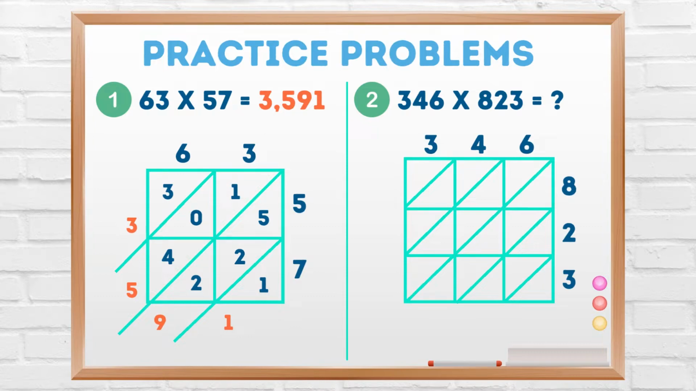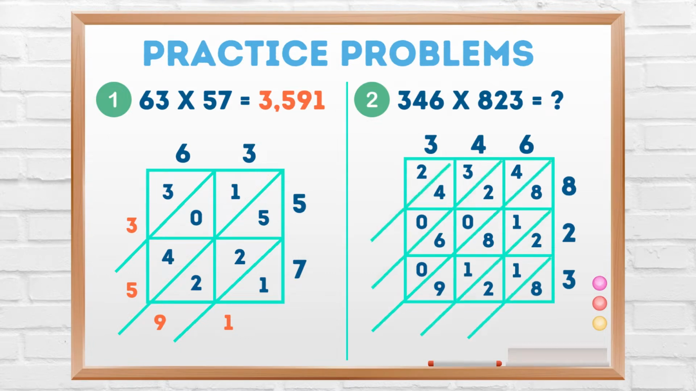In the first row, 3 times 8 is 24, 4 times 8 is 32, and 6 times 8 is 48. In the second row, 3 times 2 is 6, 4 times 2 is 8, and 6 times 2 is 12. And finally, in the third row, 3 times 3 is 9, 4 times 3 is 12, and 6 times 3 is 18. Now let's extend our diagonal lines and add the digits inside, starting at the bottom right-hand corner.